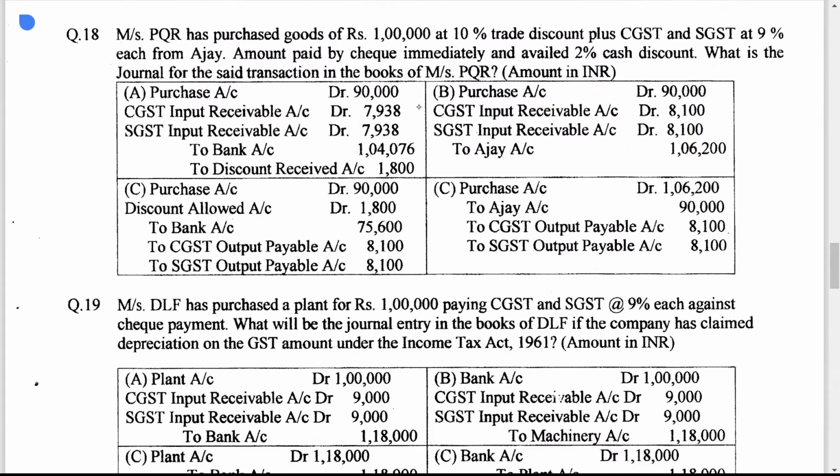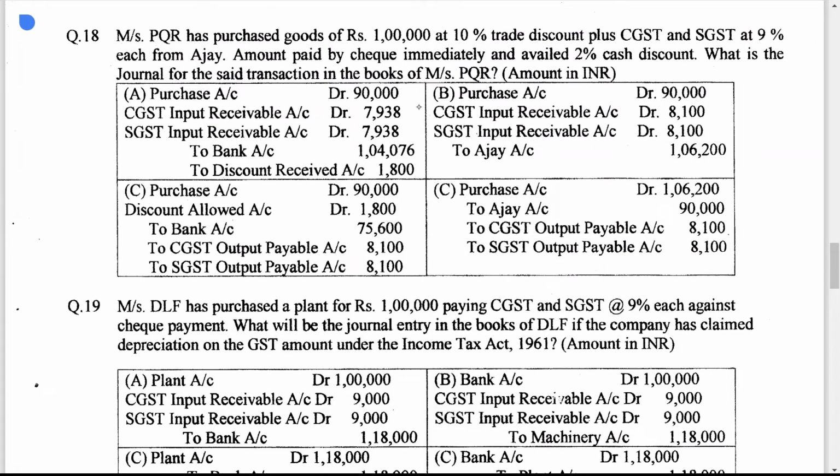Now next one. Messrs PQR has purchased goods of rupees 1 lakh at 10% trade discount plus CGST and SGST at 9% each from Ajay. Amount paid by cheque immediately and availed 2% cash discount. What is the journal entry for the said transaction in the books of Messrs PQR? Amount in Indian rupees. So here the answer is A. And how to get this answer?